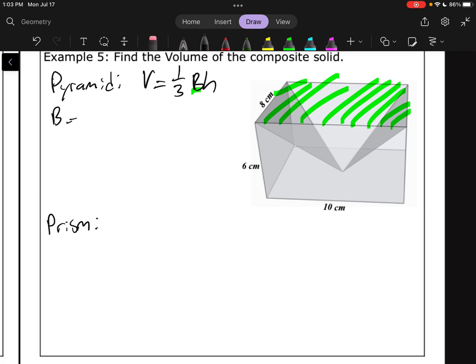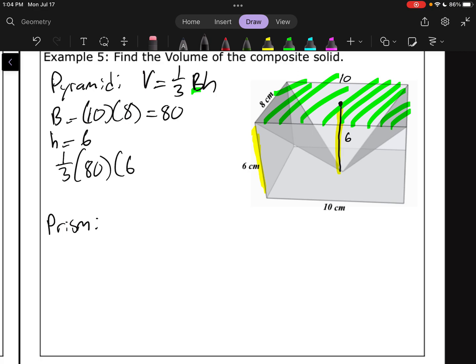So what is that? That looks like it's a 10 and an 8. So 10 times 8 is 80. The height of the pyramid, they don't have it drawn in right there, but that should be the same as this 6 over here. So we don't need to worry about that. So we'll just do 1/3 times 80 times 6, which is 160.